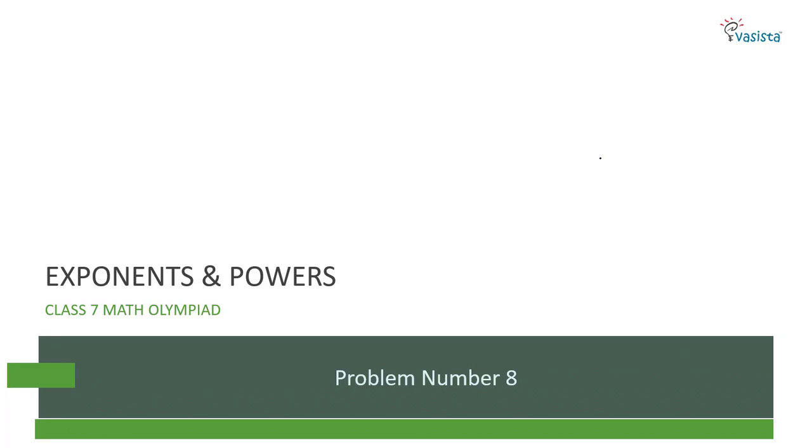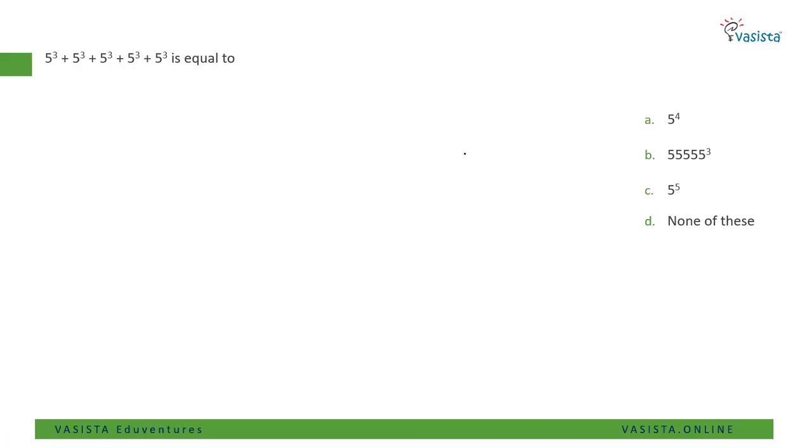Let us go with problem number 8 here. We are supposed to find 5 to the power of 3 plus 5 to the power of 3 plus 5 to the power of 3, 5 terms they have given, equal to, so we need to find this. We know we can't apply any law of indices.